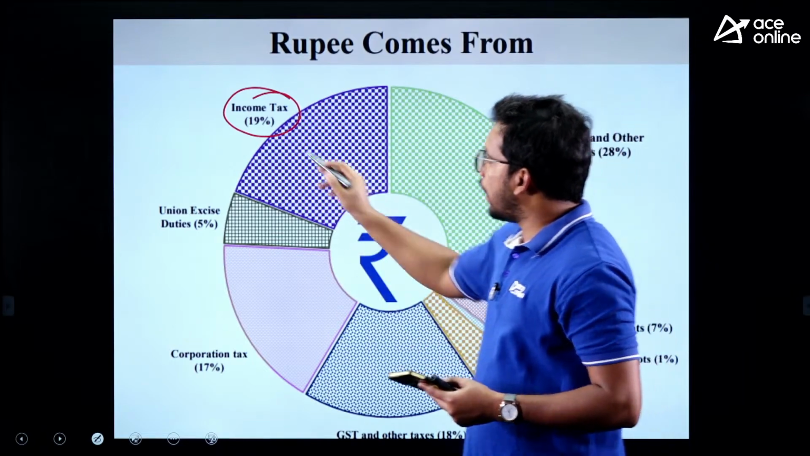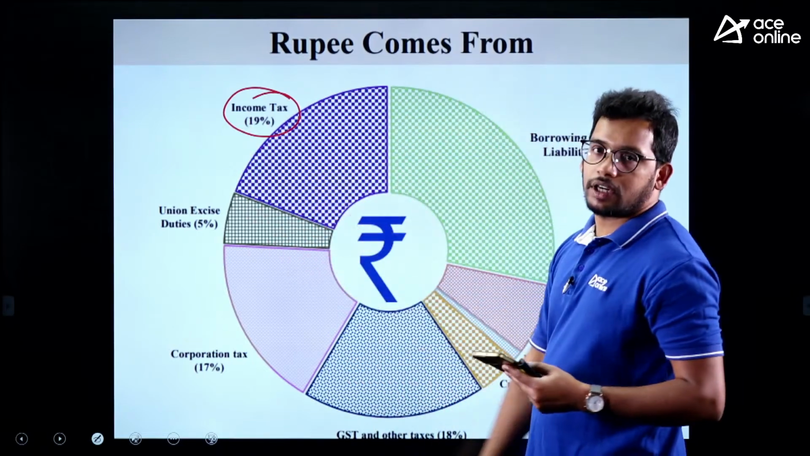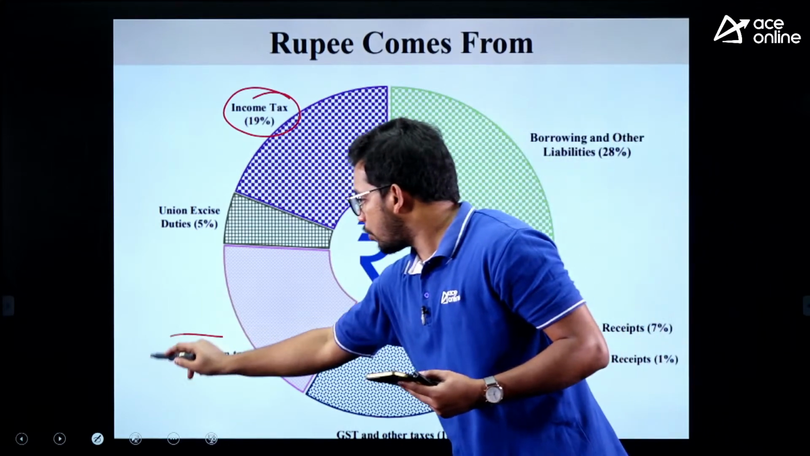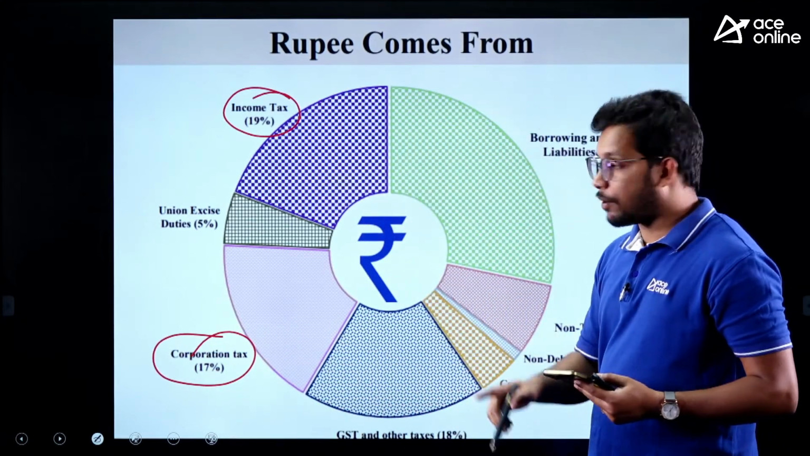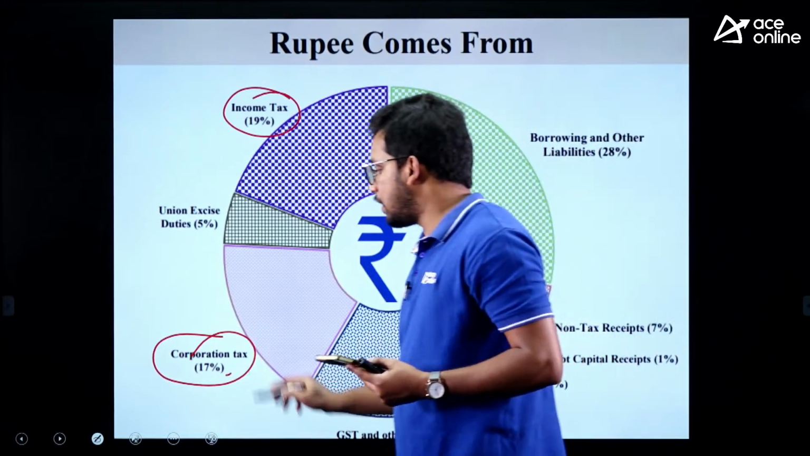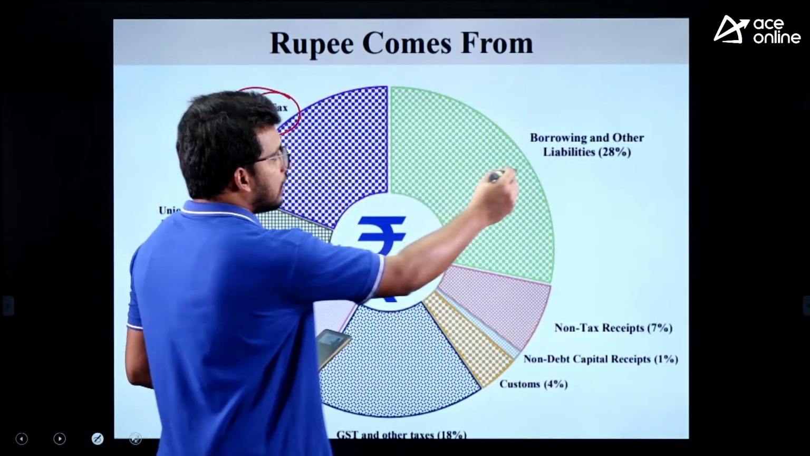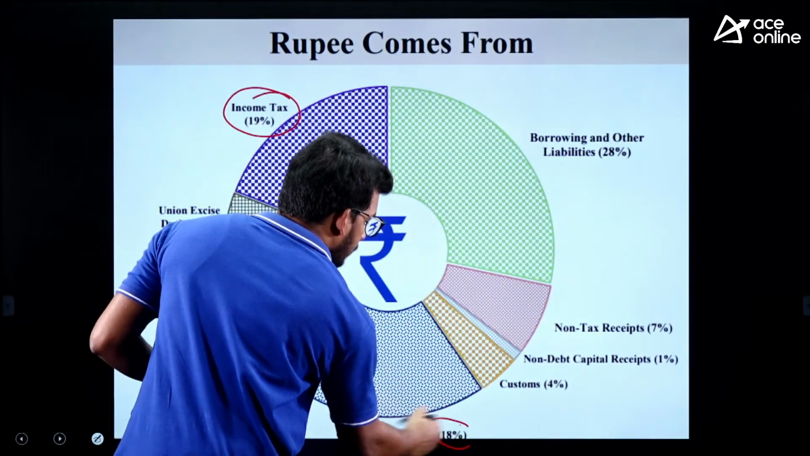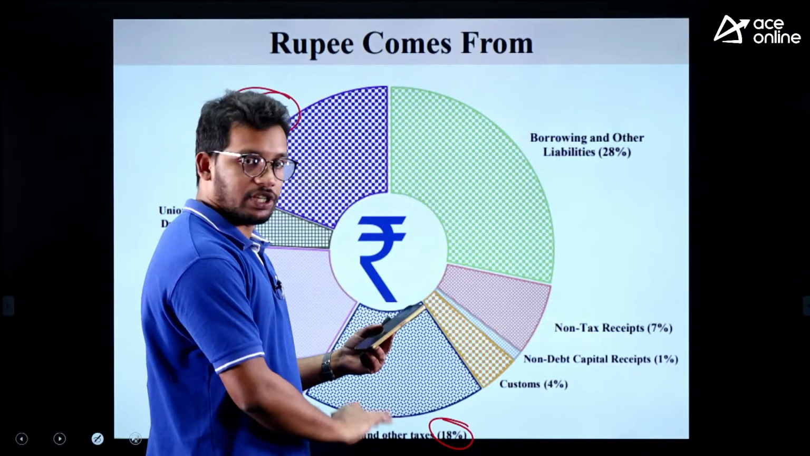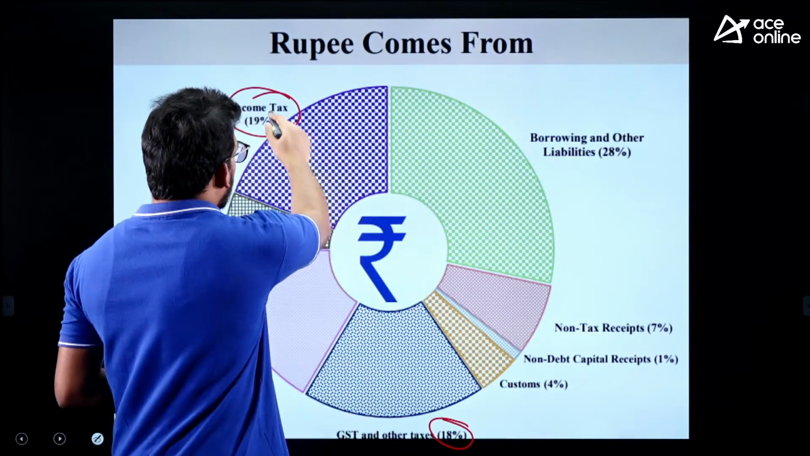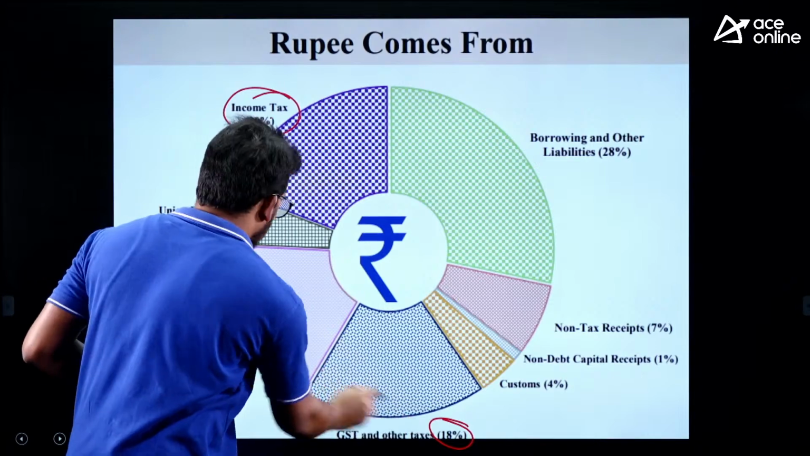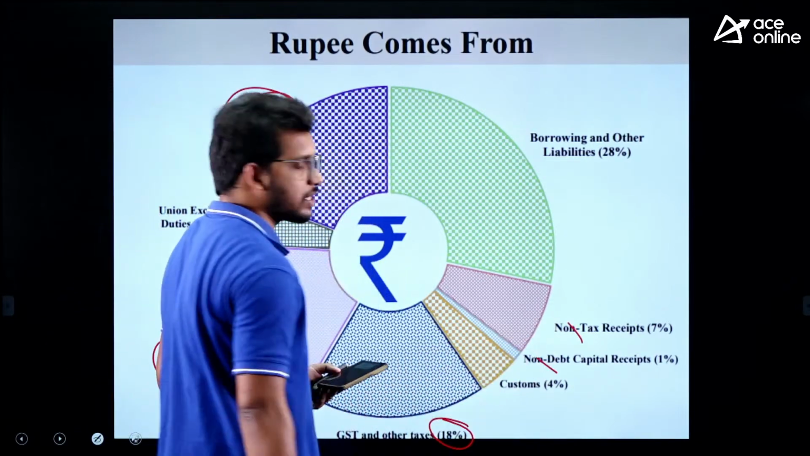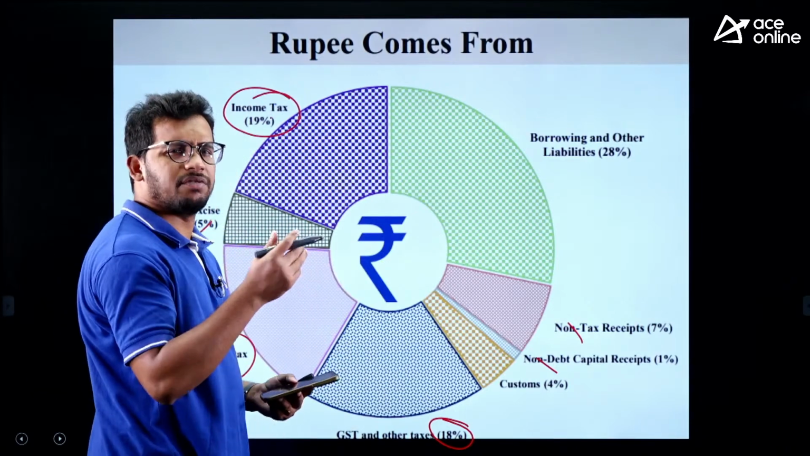Right? So 19% of the total revenue that they are getting is from income tax. Then corporate tax, the tax from companies, right? That is 17%. From GST they are getting 18%. So income tax is the highest, then GST, then corporate tax. Along with that, they also have other money, customs duties, union excise duties, very, very small.